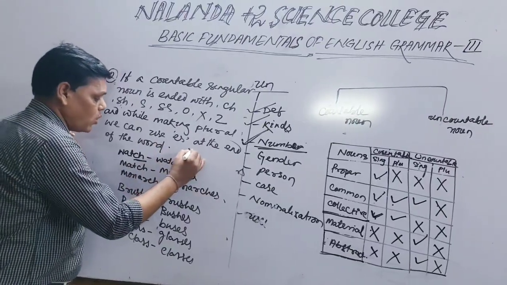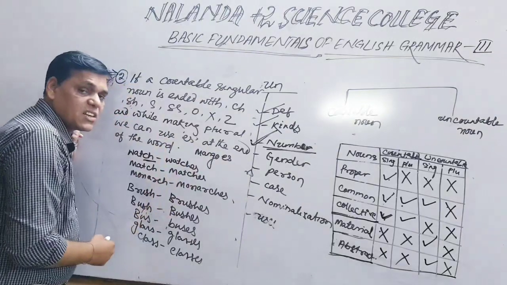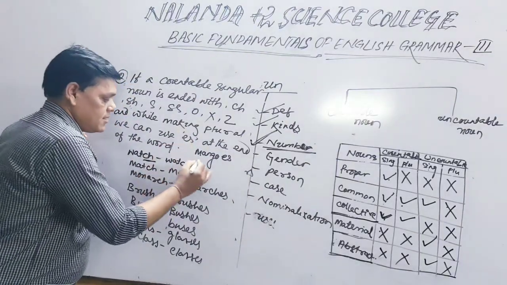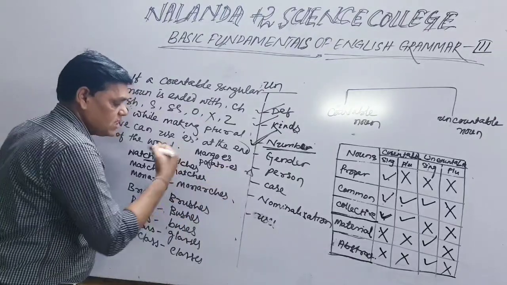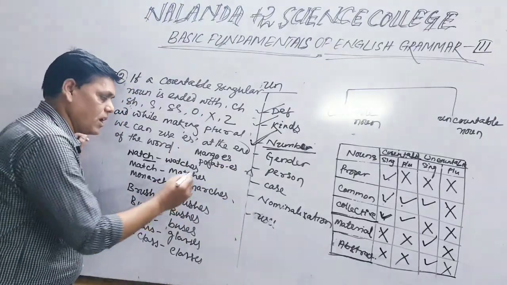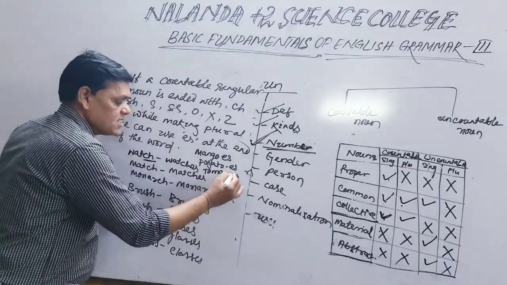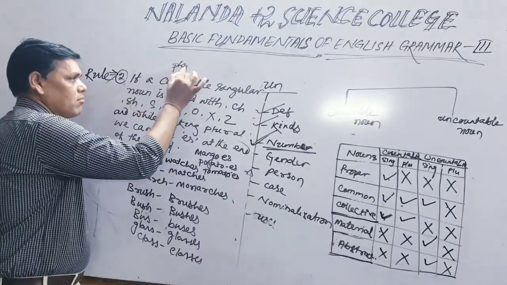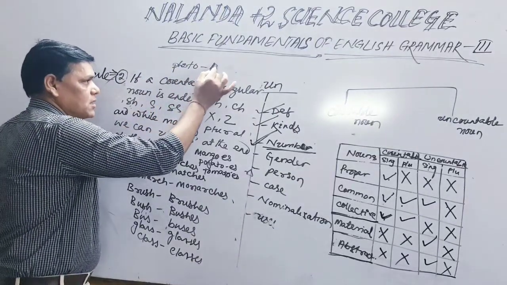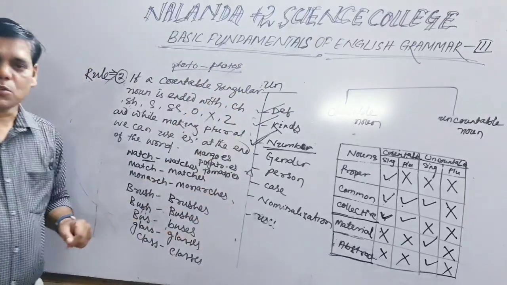O: mango, mangoes. Es is added to make it plural. Potato, potatoes. Es is added to make it plural. Tomato, es is added to make it plural. But students, in case of photo, it means photos. S is only used to make it plural.